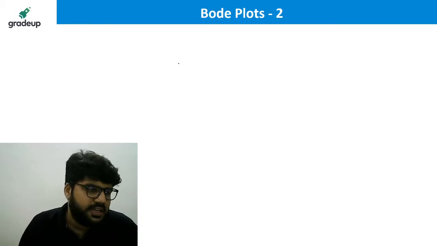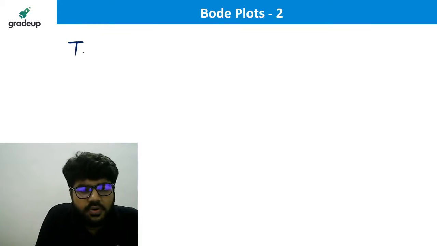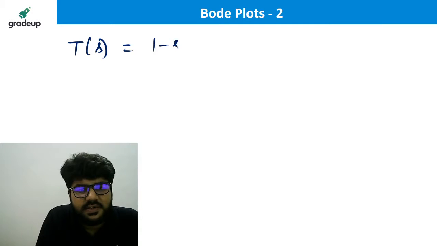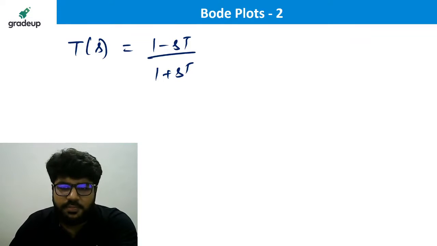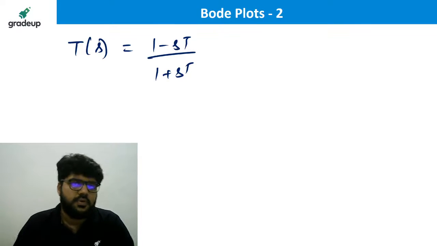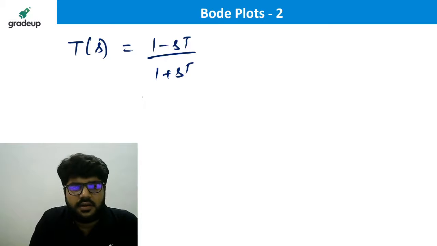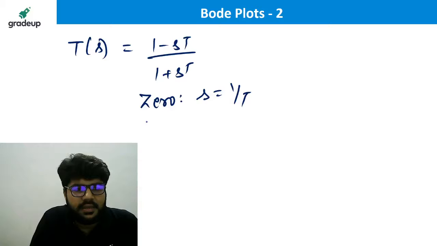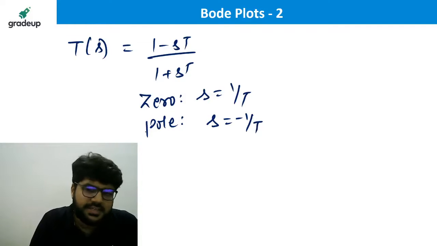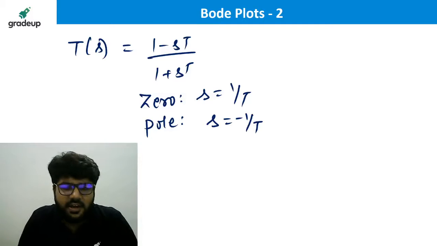And what about the pole zero diagram of this? Ts is 1 minus sT by 1 plus sT. Can you say some property about the pole and zero? Sketch we can all do. What is the property of the pole and zero here? The zero is located at s equal to 1 by T. The pole is located at s equal to minus 1 by T. Can you say any property? Sketching and all that will be done.